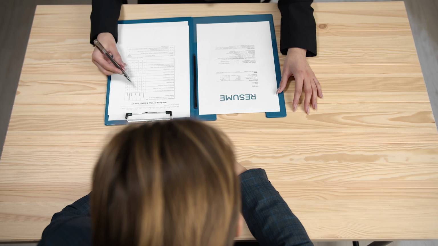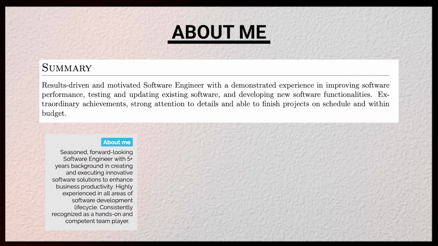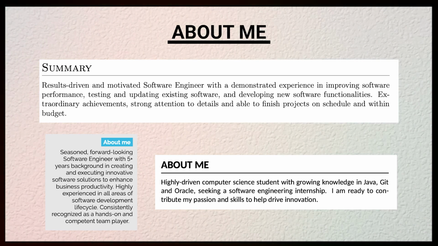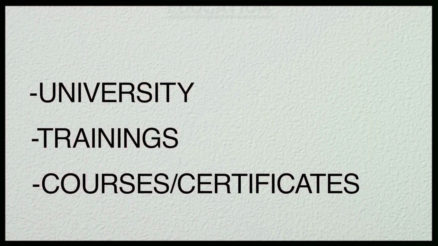So let's dive in. The first step is to write a standout CV. Remember, keep it simple. Don't write pages on your CV. 4 or 5 short sections are more than enough. Start with a concise About Me section that highlights your unique qualities. If you are a good team player, if you are able to work under pressure, write it down in this section. Then list your education, including university, trainings, and courses.